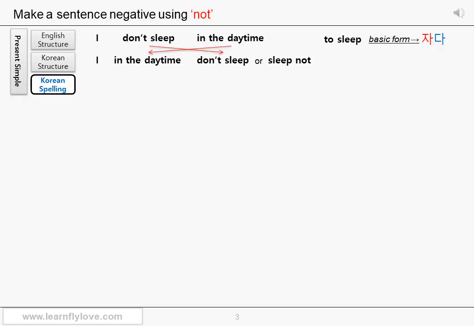Now let's make some extra sentences. I don't sleep in the daytime, which means you don't take a nap during the daytime. The word order would be more like I, in the daytime, not sleep or sleep not. I, 저는 or 제가, in the daytime. The noun which means daytime in Korean is 낮. It's a time-related noun, thus you should add a time particle 에 and apply the sound linking rule. 낮에.